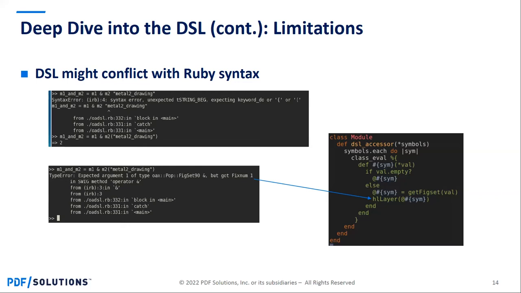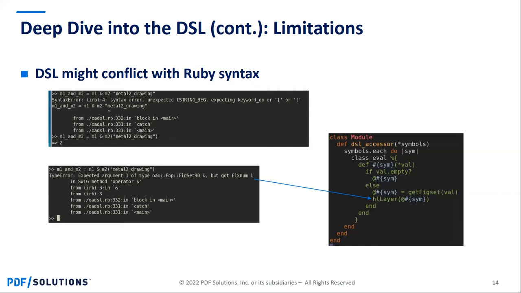So there's a string doing nothing in this whole syntax you're giving it. Of course, you can fix it somehow by writing the correct syntax so that Ruby isn't confused. So you would give it M1 and M2 in parentheses, your metal1 drawing string. That, of course, will work.